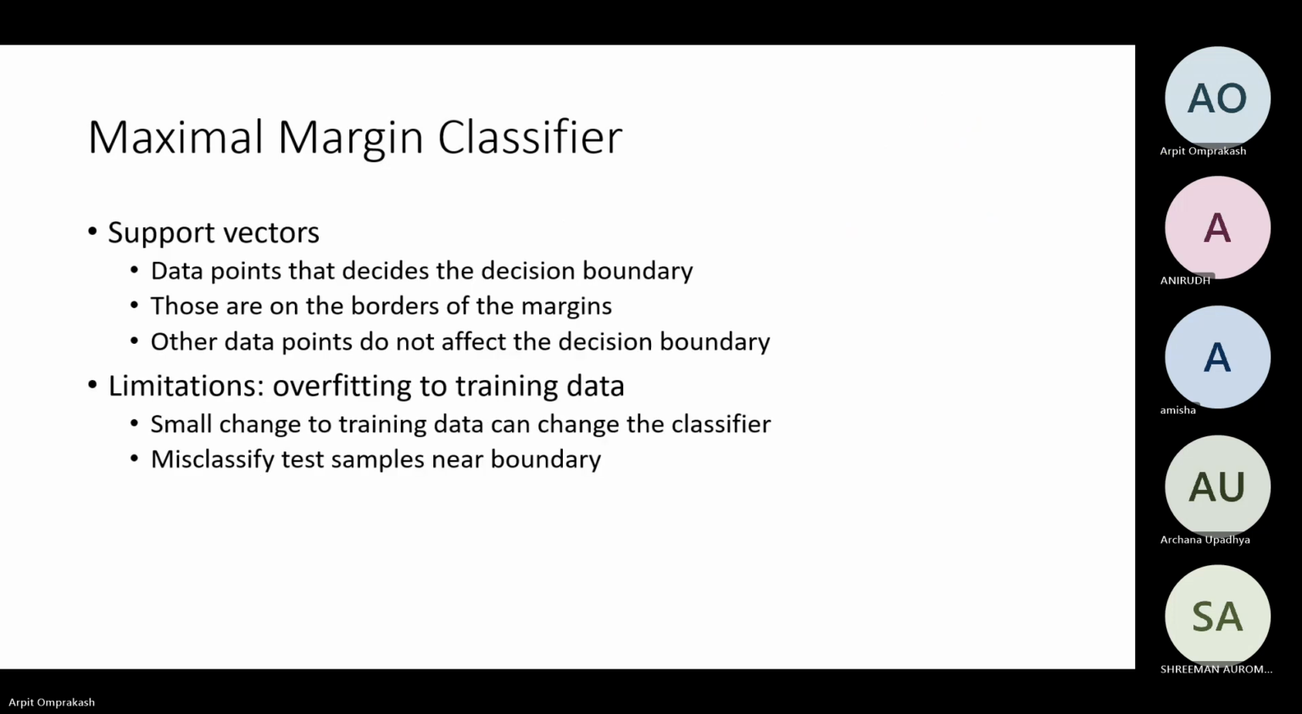Okay. Other thing is they are always on the border of the margin, and other data points do not affect the decision boundary. Okay. So this is about the maximal margin classifier.